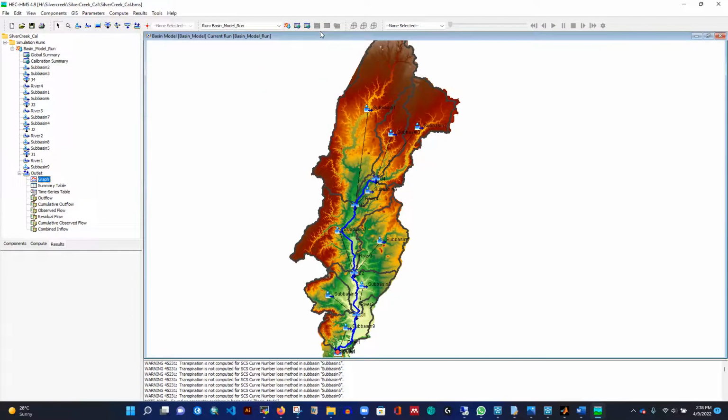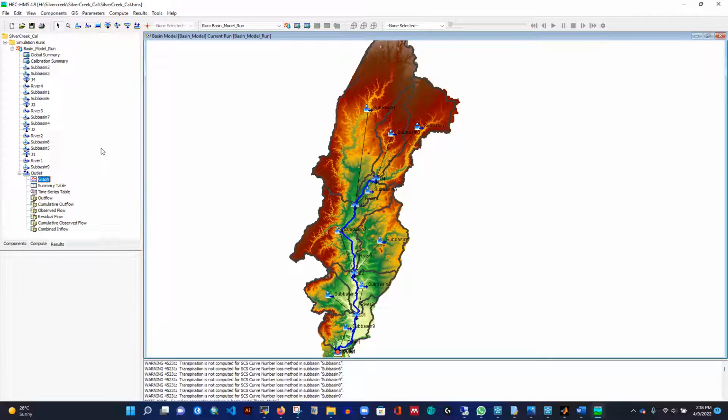Because we have 9 subwatersheds and even 4 rivers or reaches, how can we even approach the calibration? It will take a lot of time. So at first we'll try with automatic calibration, and then we'll try to fix it using a manual calibration process as well.